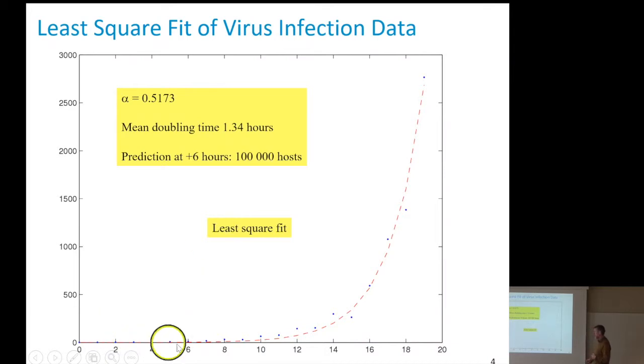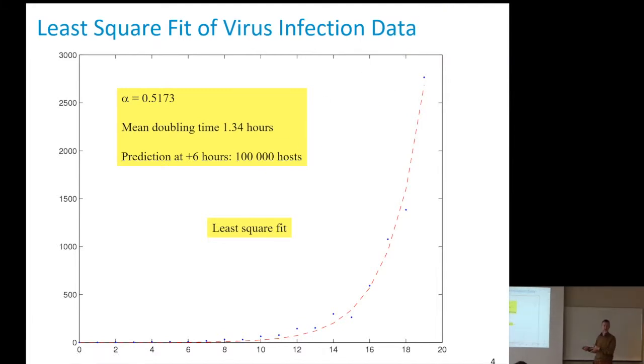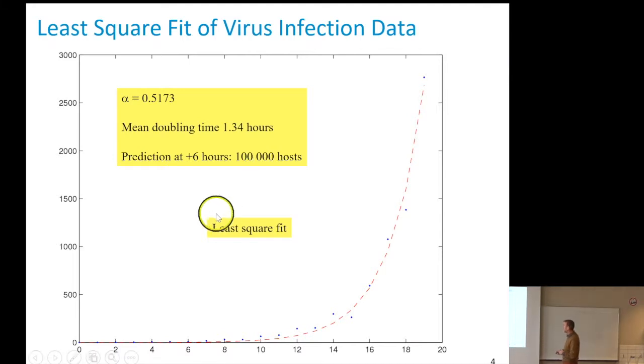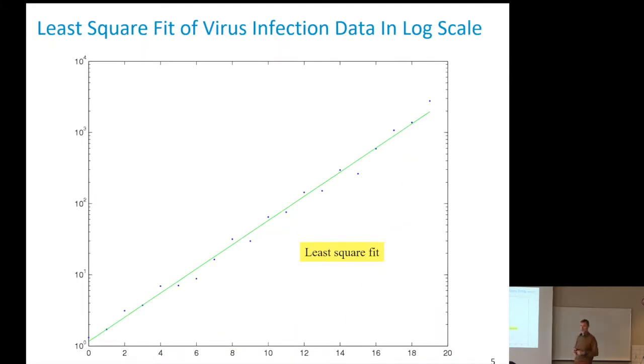If I ask my plotting software to plot the curve, it will plot it, but it will also compute the parameters, which are the A and the alpha. And I find here alpha in per hour. So that means that the mean doubling time is this. And if I extrapolate, starting here, if I continue the red curve, I know now the parameters of the red curve, so I can say if I continue it to plus 6 hours from now, here is the number I will have. 100,000 hosts will be infected in 6 hours from now. This is what the least square fit will do.